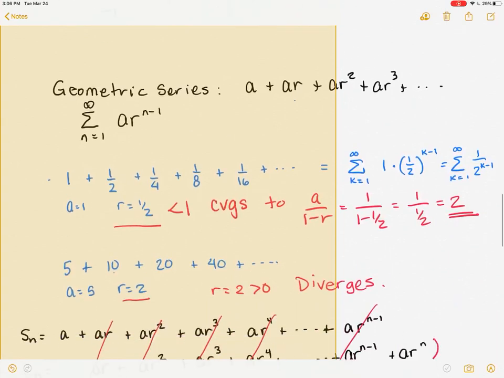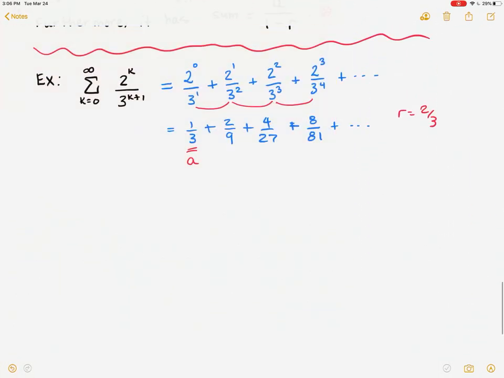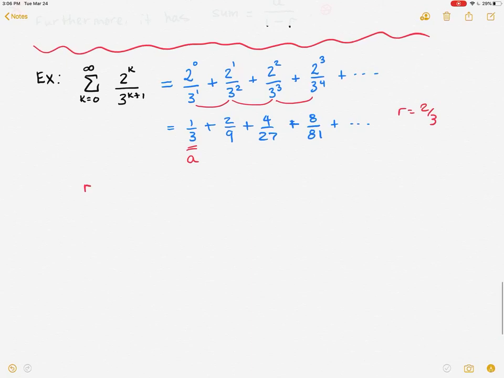My r, why does it keep doing that? I start talking with my hands and I hit my screen. All right, but r is 2/3. Since r is smaller than 1, this series converges to a over 1 minus r. A is 1/3. R is 2/3, so I have 1/3 over 1/3. This converges to 1.